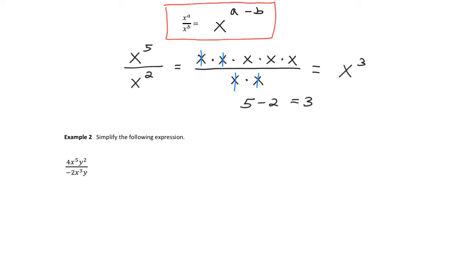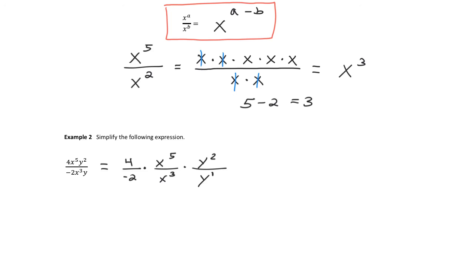So I'd like to apply this idea now in example 2, where I want to simplify the following expression. We could treat this as dividing these two pieces, this 4x to the 5th y squared by negative 2x cubed y. To do this, I'm going to break this up into 3 fractions. I'll put the numbers together, I'll put the x's together, and I'll put the y's together. And I'll put an exponent of 1 in that denominator, so y to the first.